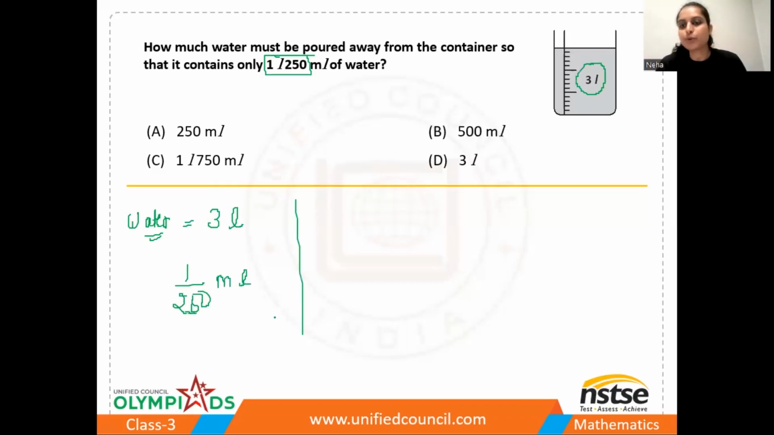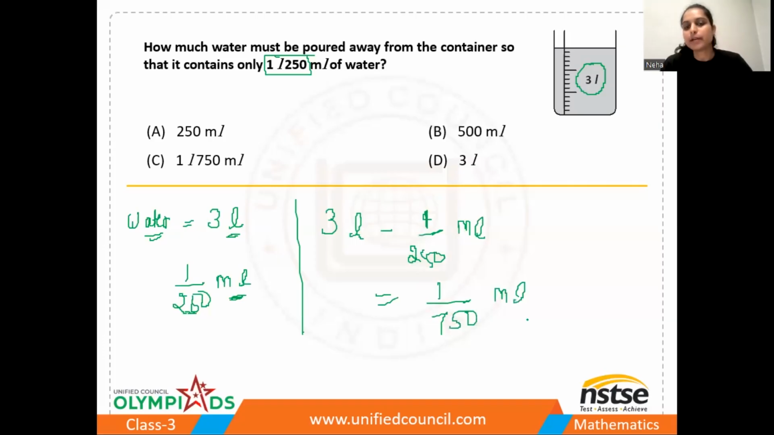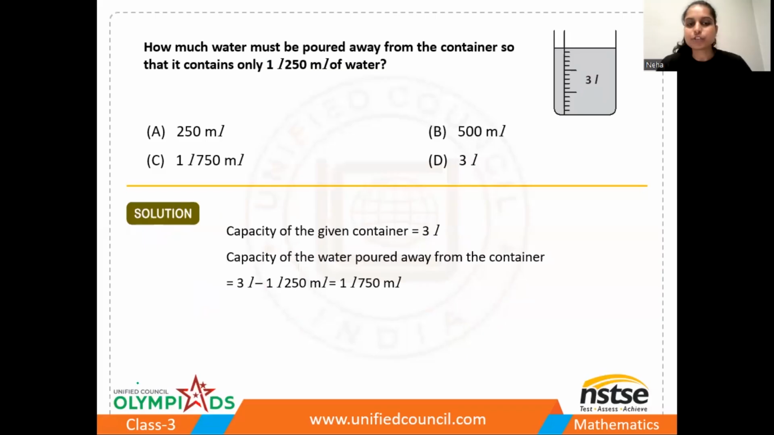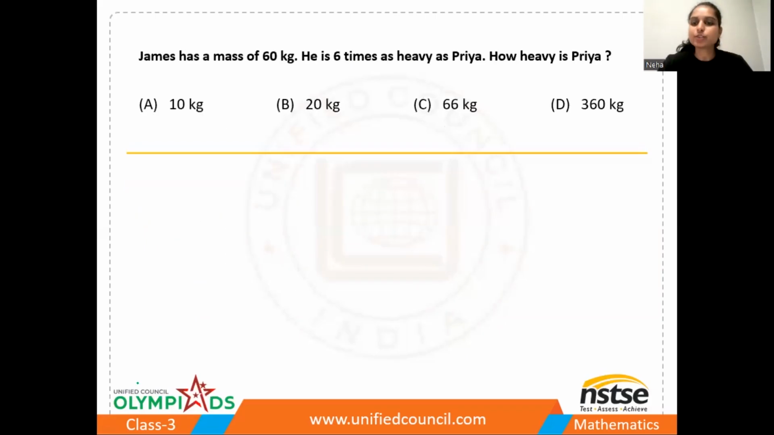So what I have to do here, students, is note that this quantity is in ml and this quantity is in liters. So I can just subtract it. It is 3 liters minus 1 by 250 milliliter, so it becomes 1 upon 750 milliliter. This is your answer. Let me show you the detailed solution for this question. Now let's move to the next question. The first question is done. This is the second one.